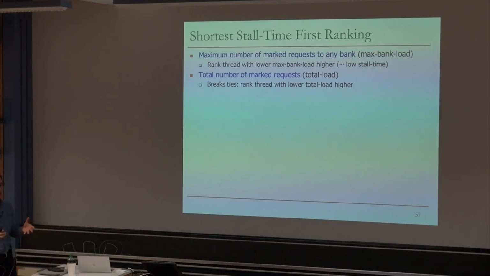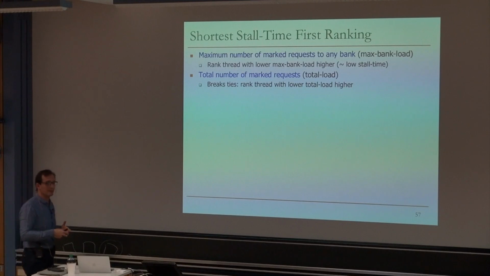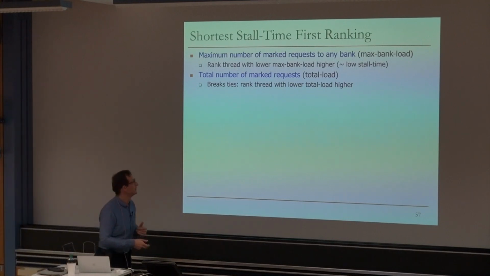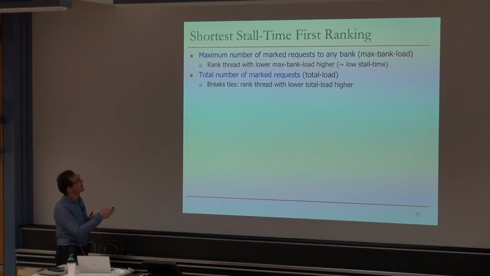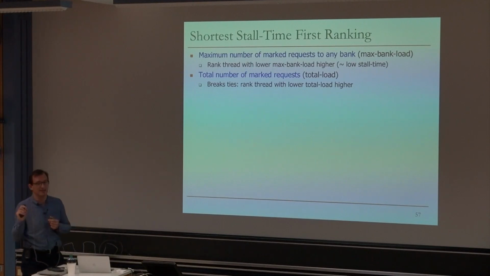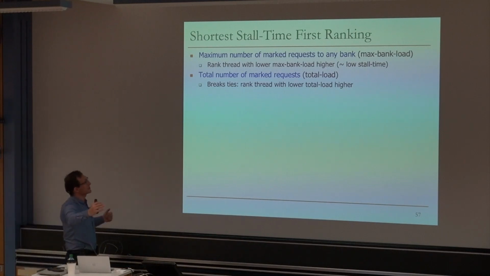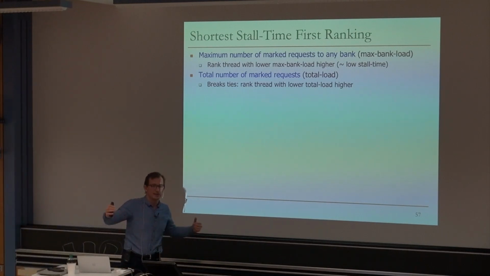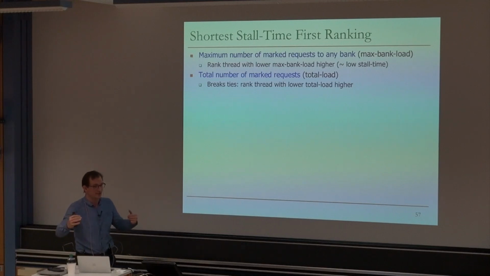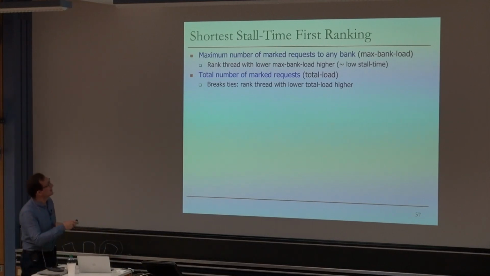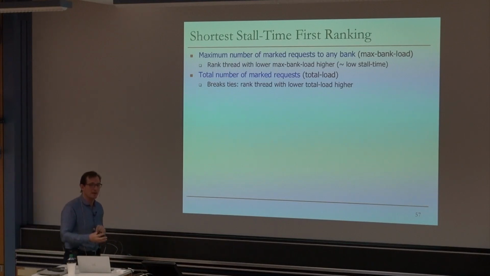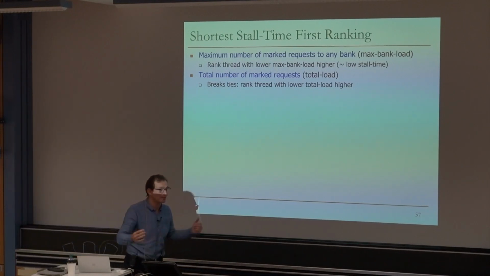We're going to estimate threads with shorter stall time by counting their requests. We're going to count the maximum number of marked requests to any bank that each thread has. We're going to call that the max bank load of the thread. And the longer this is, the higher the stall time of the thread is, likely. Basically, we would like to rank threads with lower max bank load higher because we want to prioritize the threads that have lower stall times.